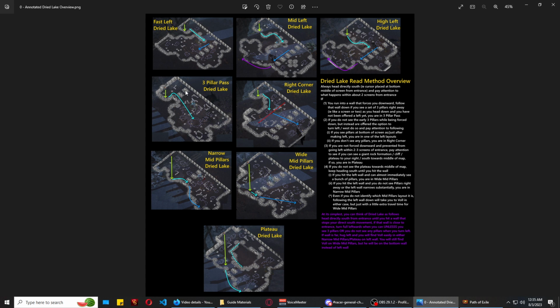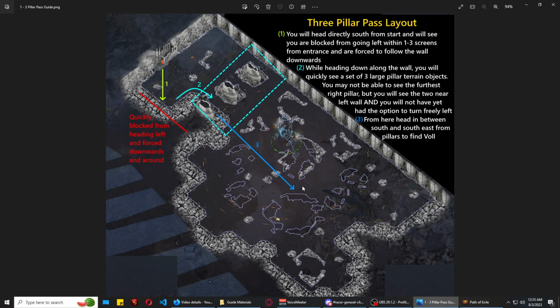With these pillars, you'll see large terrain objects, and that's what I'm talking about when I say pillars. What we'll pay attention to when you can go very far to the south is essentially whether there's going to be a giant rock formation to your right as you're heading south. Now, you don't need to remember that specifically right now. That's just a brief overview. So let's get into the layouts themselves.